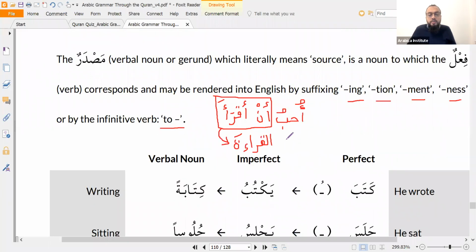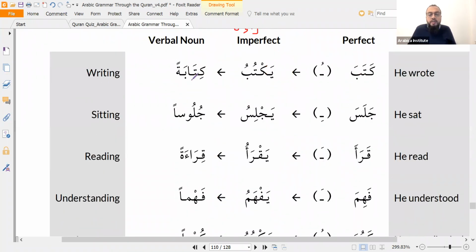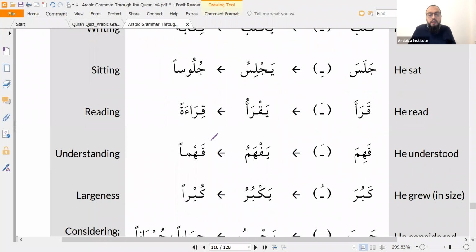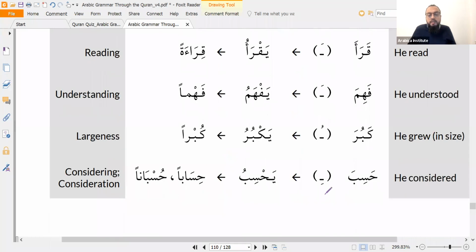Okay, so the verbal noun in Arabic, in English, can be translated as I love reading or I love to write. Both of those renditions are possible. So let's have a look at some of the verbal nouns of the verbs we did. You have kitabatun, julusun, which means sitting. Qira'atun, reading. Fahmun, understanding. Kubrun, which is bigness, largeness in size. And for hasiba, you have hisabun, which means accounting, and husbanun, which means consideration.